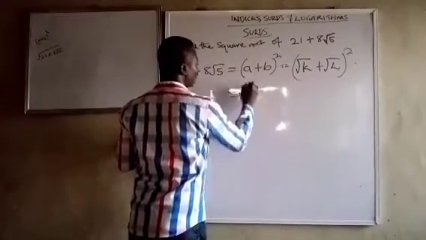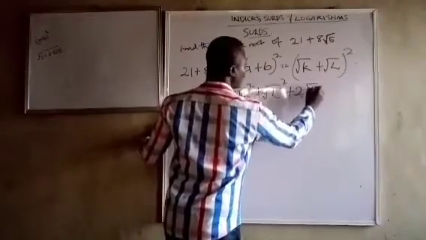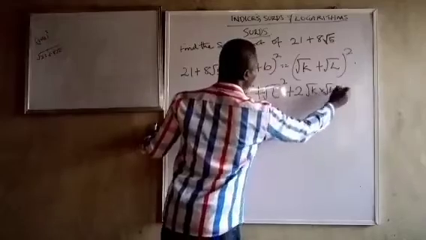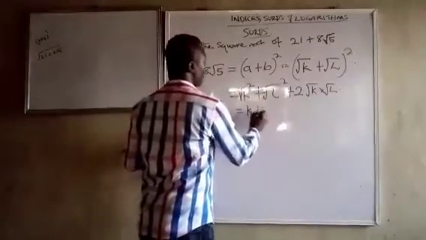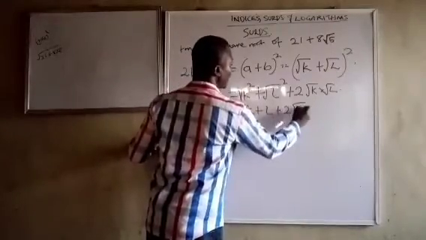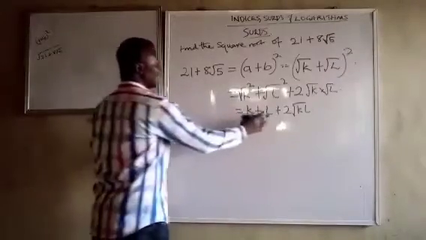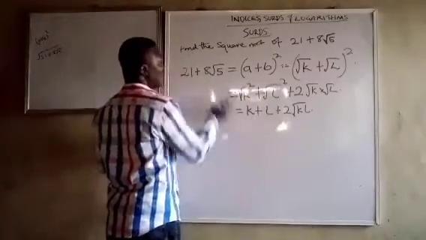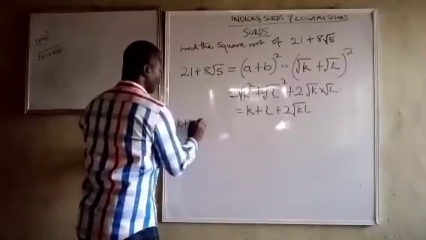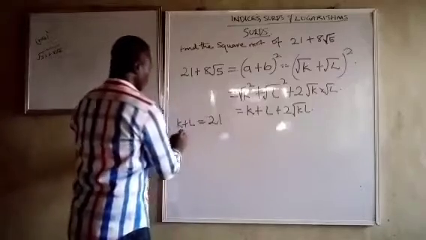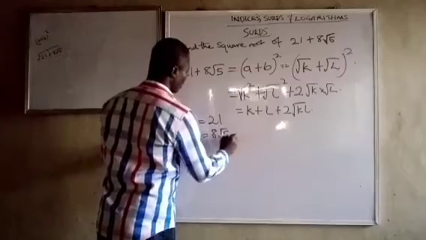Root of k squared plus root of l squared plus 2 into root of k times root of l. I believe you remember this from a plus b squared. So this is going to be k plus l plus 2 root kl. When you now equate this one to this, you will realize that the rational part is k plus l and the irrational part is 2 root kl. Therefore, we have k plus l equal to 21, and 2 into root of kl is equal to 8 root 5.